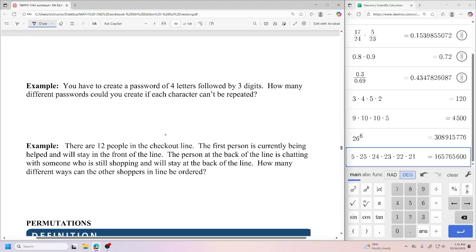5, 4, 3, 2, 1. You have to create a password. 4 letters followed by 3 digits. How many different passwords if you cannot repeat anything? So that would be ABCD123, right? So how many letters do we have again?